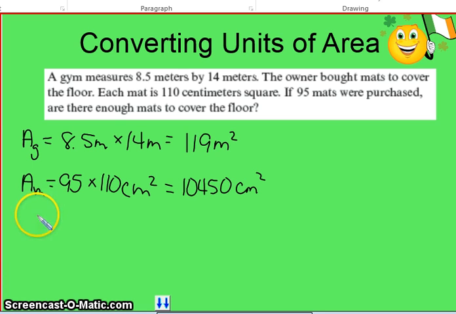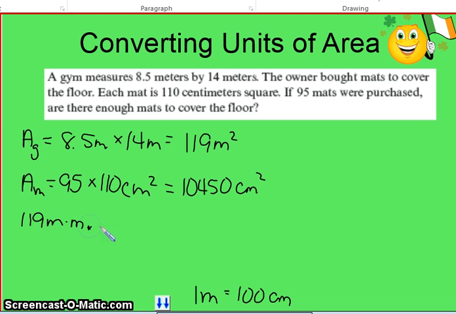So what I'm going to do is convert 119 meters squared to centimeters squared. Meters squared is kind of like having meters times meters, because when you square something, you multiply it by itself. I want to convert that to centimeters squared. Now, I don't know exactly how many meters squared are equal to how many centimeters squared, but I do know that 1 meter is equal to 100 centimeters. So I'm going to use that conversion factor.